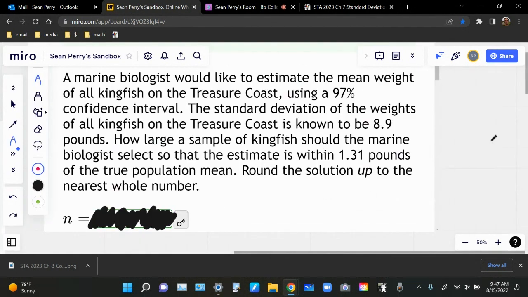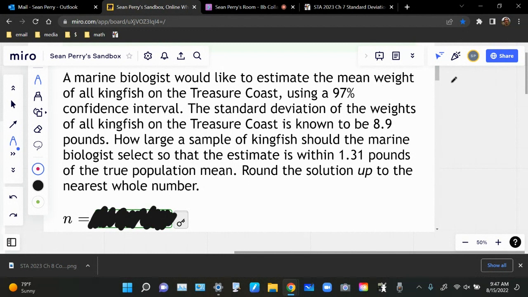So here I have a problem from the homework. It says a marine biologist would like to estimate the mean weight of all kingfish on the Treasure Coast using a 97% confidence interval. The standard deviation of weights of all kingfish is known to be 8.9 pounds. How large a sample of kingfish should the marine biologist select so that the estimate is within 1.31 pounds of the true population mean? Round the solution up to the nearest whole number.